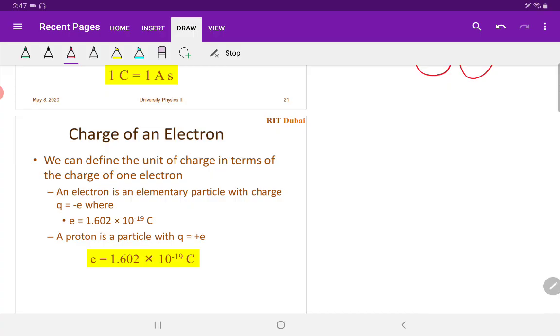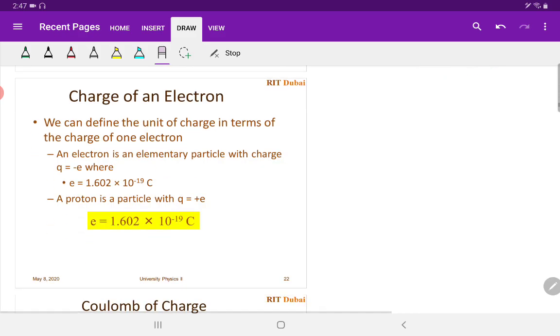And that's why we call it quantized. So you will never find an object with 5 of the electron charge, or a fraction of the charge of the electron. It always should be an integer number, a multiple of the electron charge. And so the minimum charge is the charge of the electron.